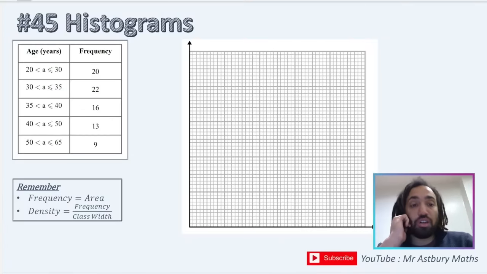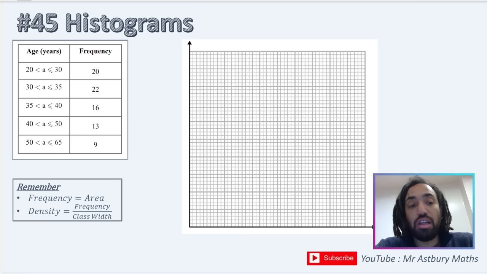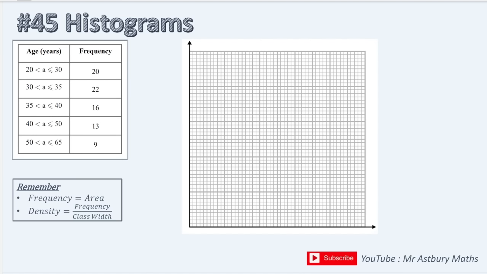Okay, 45, histograms. The key to histograms is to know that the frequency is equal to the area and the frequency density is the frequency divided by the class width. Okay, let's do the example.